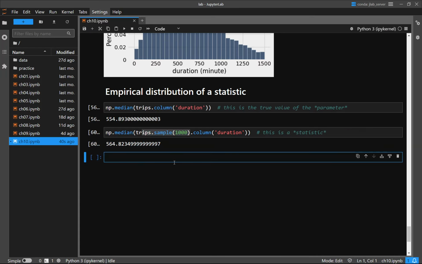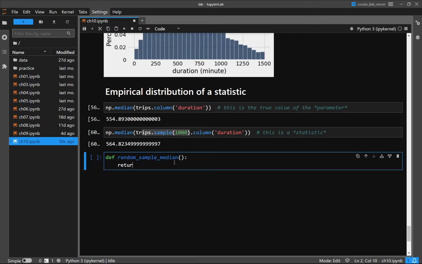So I'm going to make a function that gives me back a median of a random sample of size 1,000. Let's call it random sample median. Every time I run it, it's going to take a sample of size 1,000 and give me back the median.